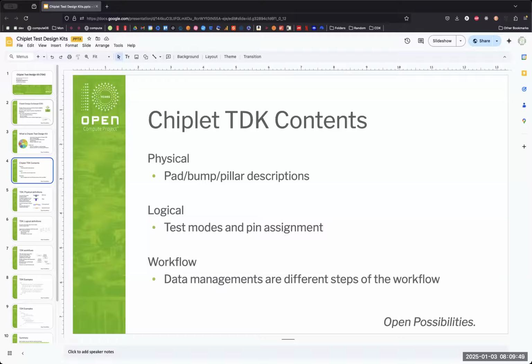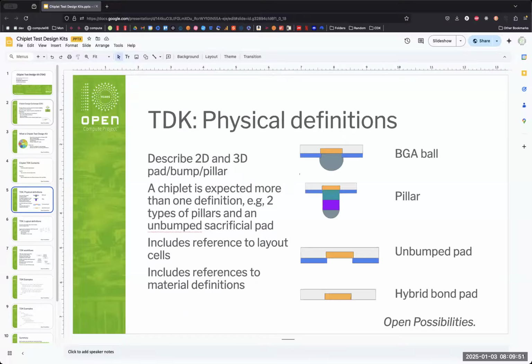So diving into the different pieces, on the physical description, we have captured 4 different types of, excuse me, I'm not sure how to best describe this with one word, but in cases where you have balls, you may have a BGA ball type, which is basically a singular spherical shape.